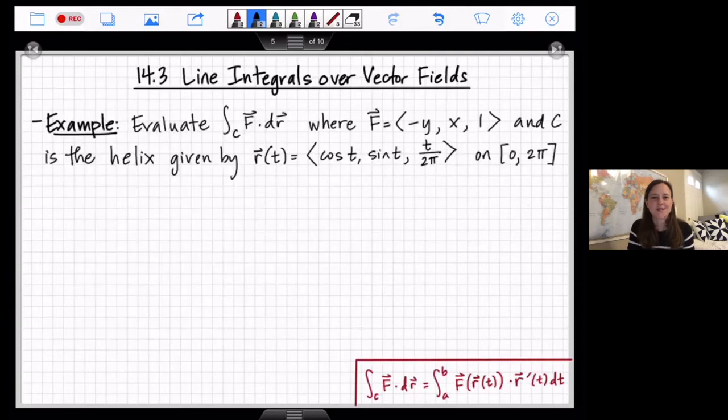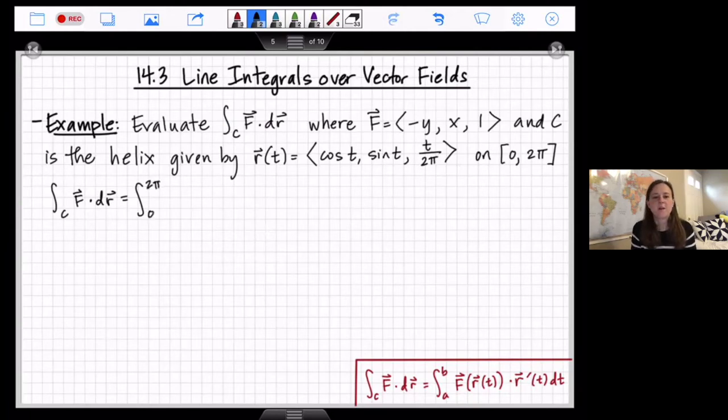Let's try one more of these. This one has a 3-dimensional vector field and a 3-dimensional curve that is nicely already parameterized for us. So we're going to calculate the line integral F dot dr. And again, we're looking down in the box. We're going to integrate that from a to b. Thankfully, they've already told us that this curve goes from t equals 0 to 2 pi.